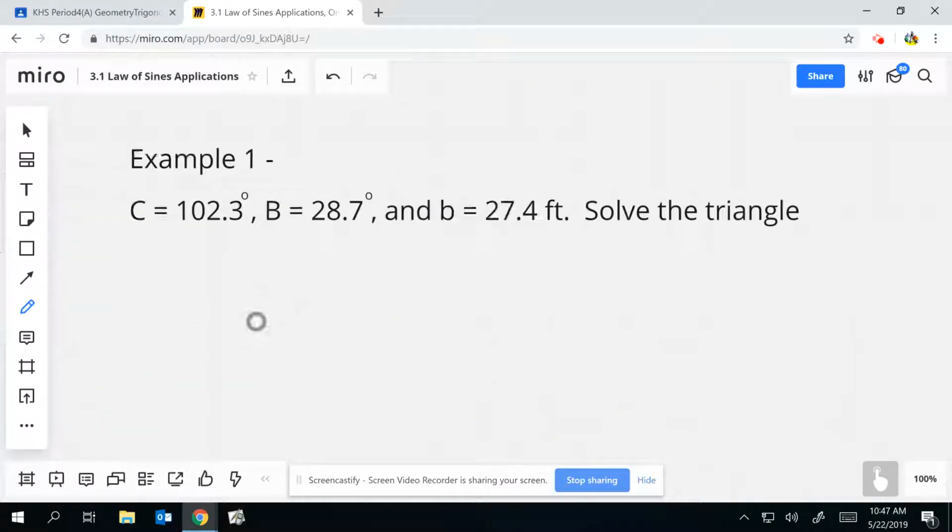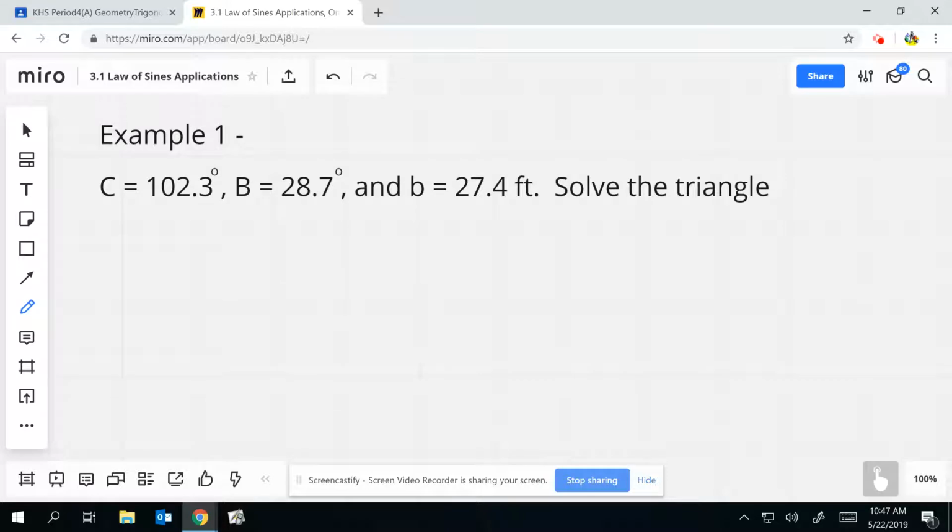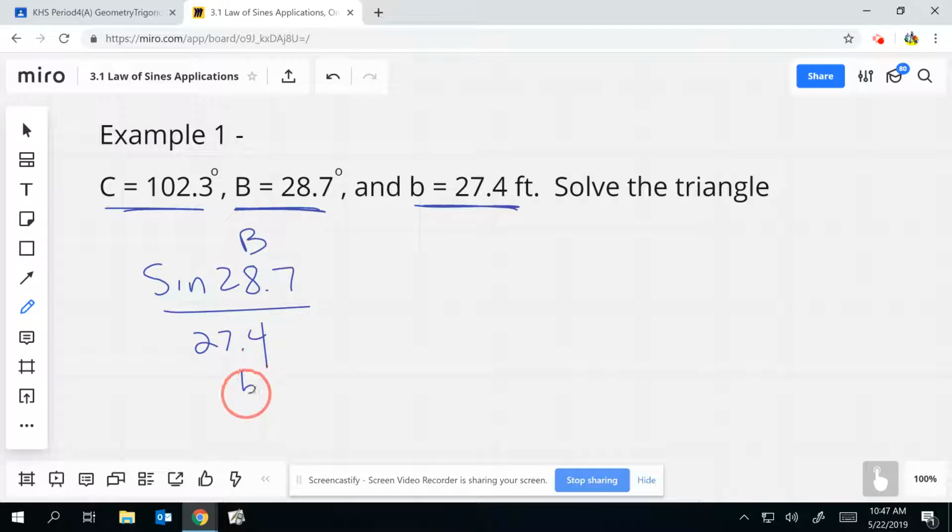They'll go pretty quick because law of sines is just a proportion. We cross multiply and we're done. So we have C given to us. We have B given to us, so big B and big C, and we have little b given to us. So we need to make a fraction out of the b's first. So sine 28.7 over 27.4. That would be b over b. That would be one complete fraction.